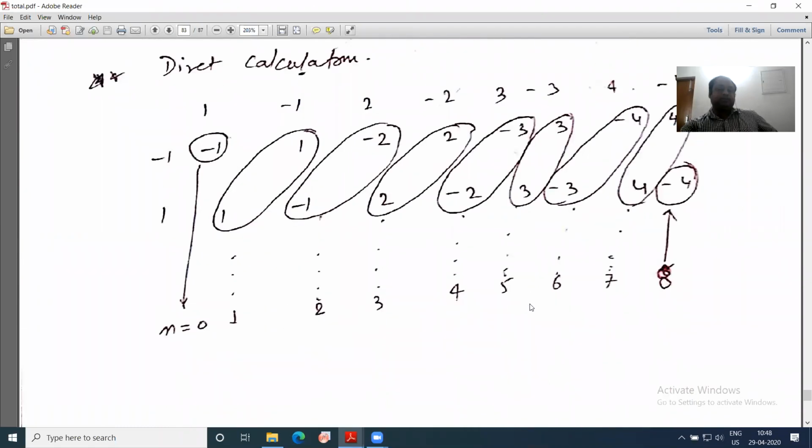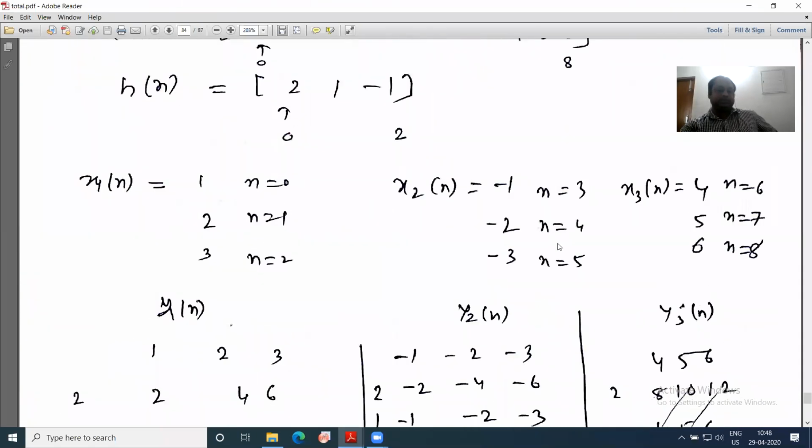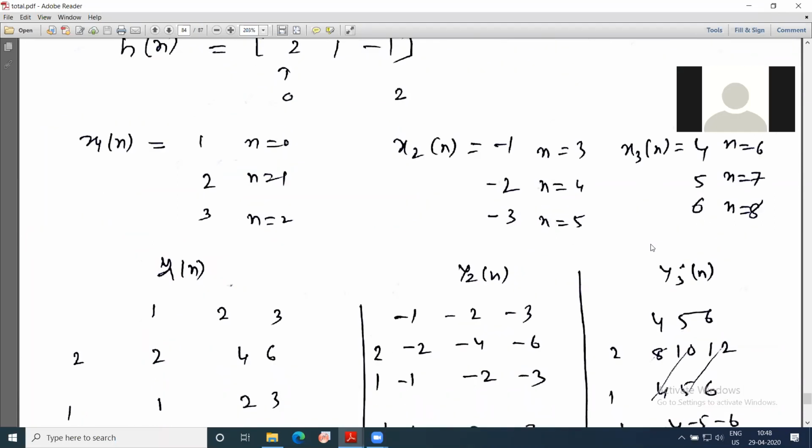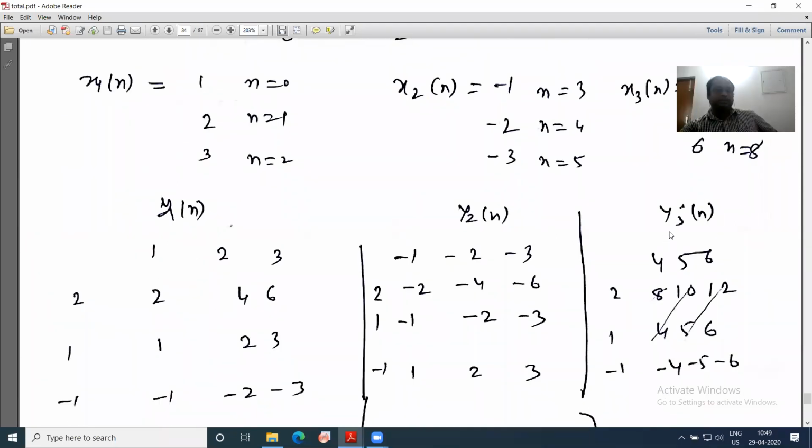Now, if I look at the solution further, how to find y1 of n? y1 of n will be x1 of n convolved with hn. y2 of n will be the convolution of x2 of n with hn. And y3 of n will be the convolution of x3 of n and hn. Here I have written x1 of n, here it is x2 of n, this is x3 of n, and I have written hn here. Now, if you multiply 2, 4, 6, then 1 multiplied by 1, 2, 3, minus 1, it will be minus 1.